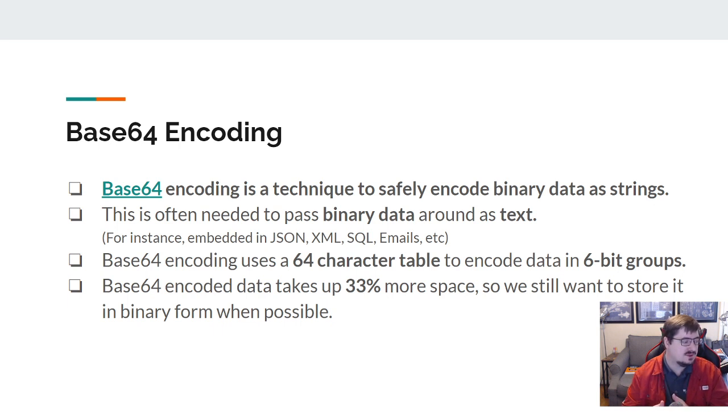That means we have to encode it with each character representing 6 bits instead of 8 bits. Because we're doing things in 6-bit instead of 8-bit groups, this does take up 33% more space. Anytime you do a base64 encoding, it will take up 33% more space because of that grouping. So generally we want to store things in binary form whenever possible, especially when we're putting them into the database. I'd want to put it in ideally as binary or varbinary to save space instead of putting it in as varchar. Cool.